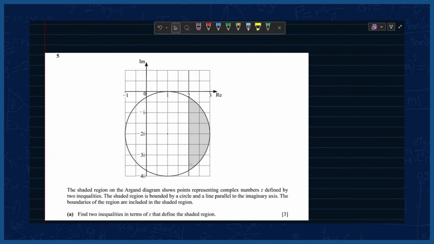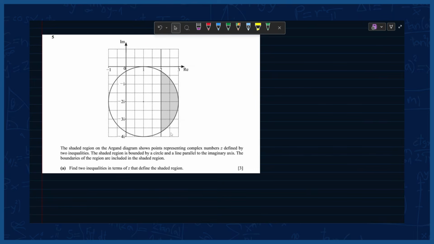Question number 5. The shaded region on the Argand diagram shows points representing complex numbers z defined by 2 inequalities. The shaded region is bounded by a circle and a line parallel to the imaginary axis. The boundaries of the region are included in the shaded region. Part A, find 2 inequalities in terms of z that define the shaded region.